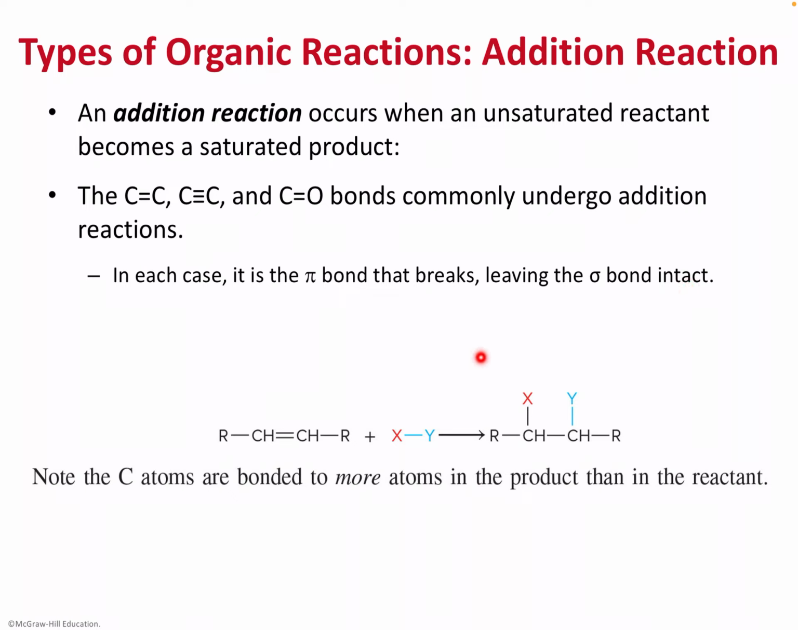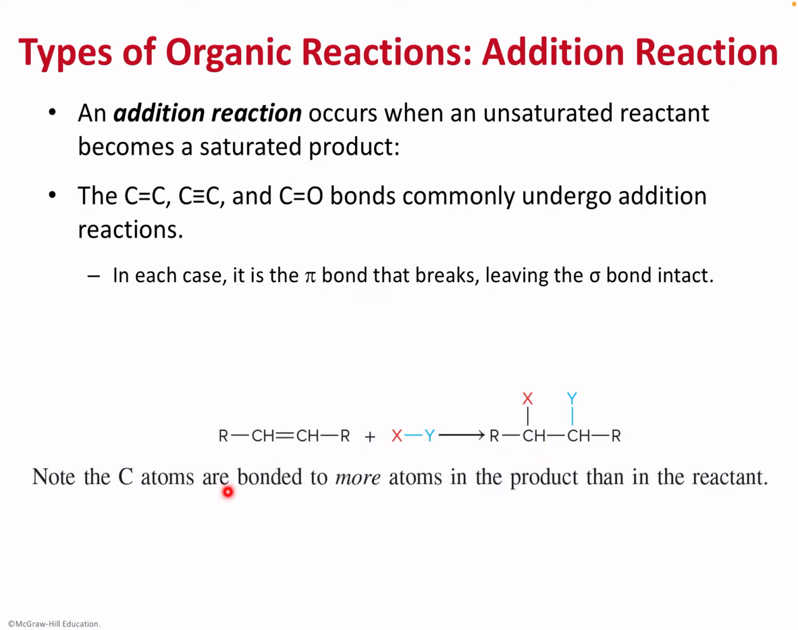In an addition reaction, it's the pi bond that breaks. So this is the type of reaction that would occur. Let's say you have this alkene, and you are adding the reagent XY. So the X and Y will add across the carbon-carbon double bond. X goes to one carbon, Y goes to the other. Now this unsaturated compound becomes saturated. No more double bonds.